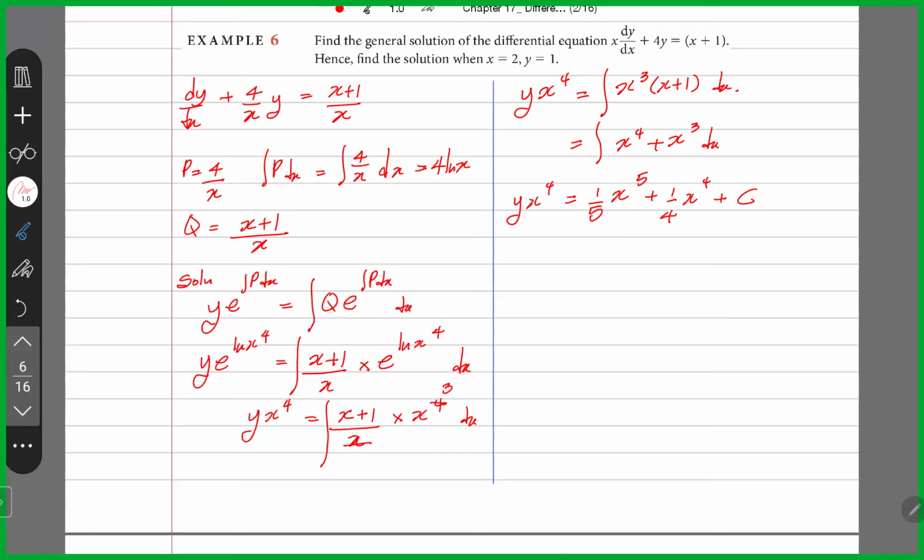All right, remember when x is 2, y is 1. So let's put those in so that we can find c. When x is 2, y is 1. So 1 times 2 to the 4th power is equal to 1 over 5, 2 to the 5th power plus 1 over 4, 2 to the 4th power plus c. 2 to the 4th power, I think, is 16. 2 to the 5th power would be 32.